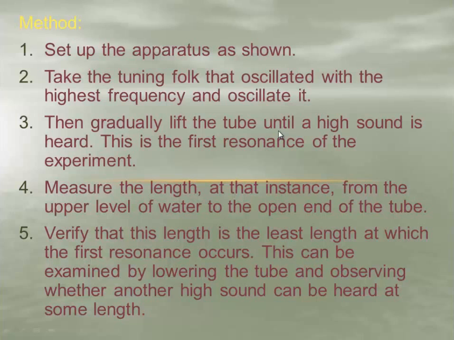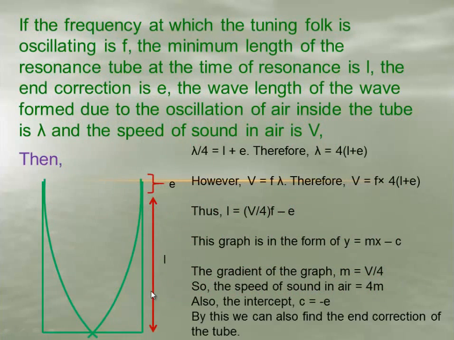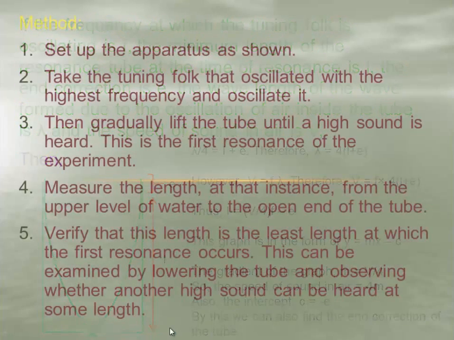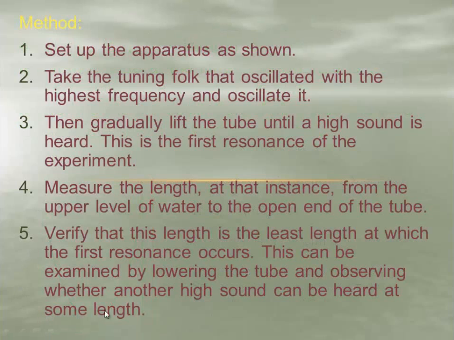You can decrease the length of the tube, right? You can do this here. You can decrease the length of this tube and find out whether at another length another loud sound or resonance is heard. If it is not heard, you can verify that the sound that you heard first is the first resonance and the length you took is the first length of that first resonance. So that is about taking the measurement with the tuning fork with the highest frequency.